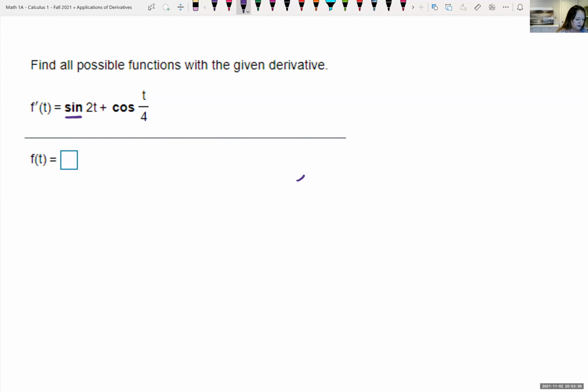And so f of t, I will have a negative cosine, but remember when we take the derivative, we have that inner piece, it keeps the same, which is going to be the 2t. And we would take the derivative of the inside, and the derivative of our inside would just be 2.